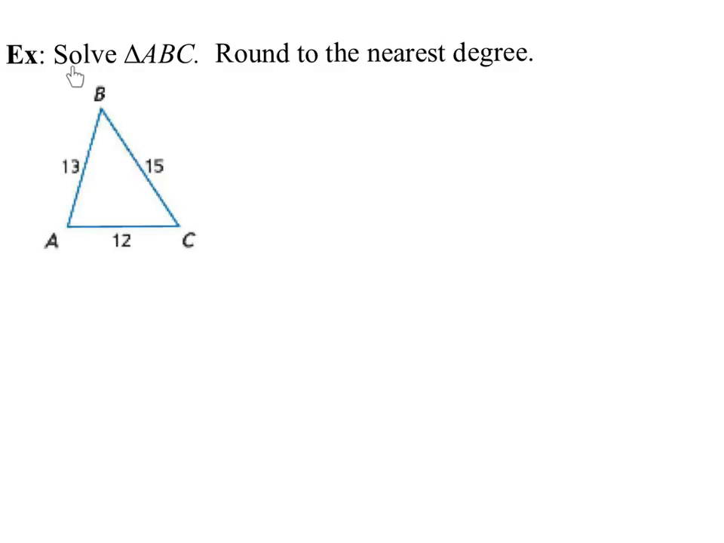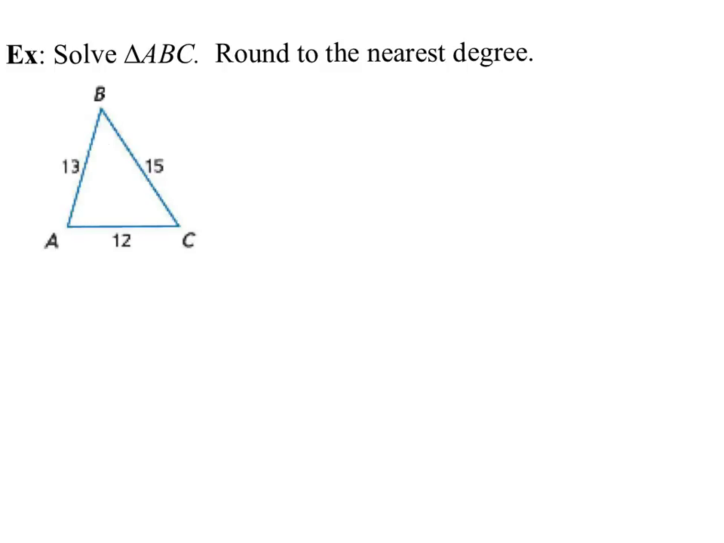This last example asks us to solve triangle ABC, rounding each answer to the nearest degree this time. That would be the nearest whole number. Okay, so if you look at the triangle, remember solving a triangle is finding any missing parts. Well, a triangle has 3 sides and 3 angles. Notice that we're given the 3 sides. And so to solve this triangle, we need to find the three missing angles.